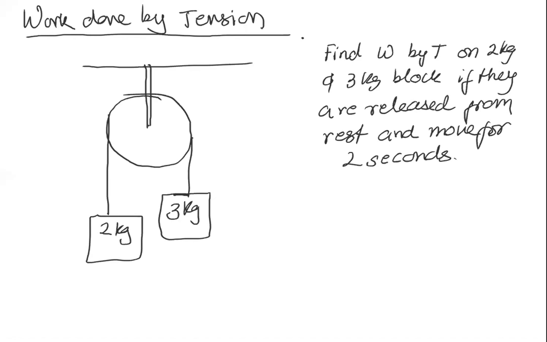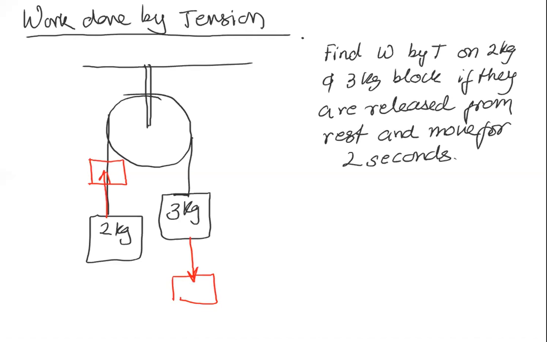Okay. So what is going to happen is that the 2 kg block is going to go up, and the 3 kg block is going to go down. So the path of the 3 kg block is this. Path of the 2 kg block is this. The tension on the 3 kg block will always be upwards, and on the 2 kg block will also be upwards. So the angle between tension and the line element will be 180 degrees for the 3 kg block, 0 degrees for the 2 kg block.